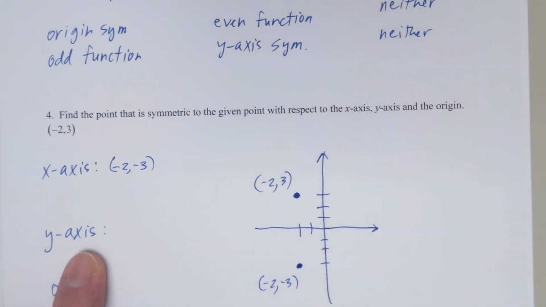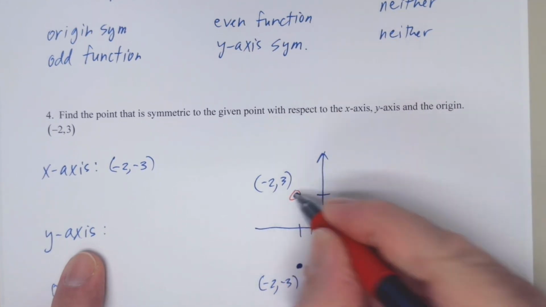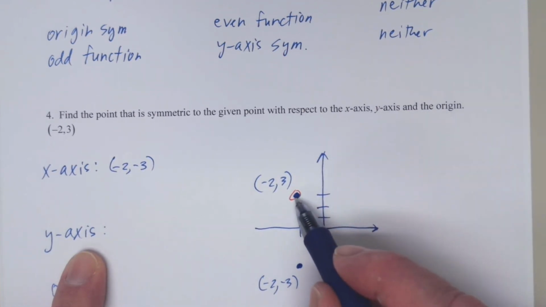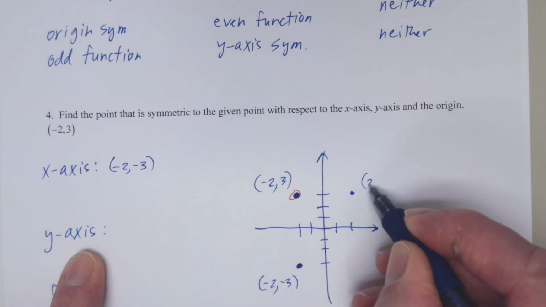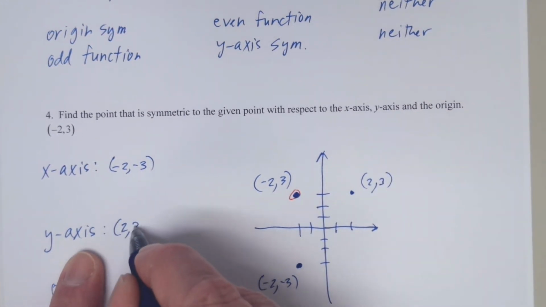So again, our focus is on this point here. This is the one we started with. I want to find the point that's symmetric to this point with respect to the y-axis. Well, if you look at the mirror image through the y-axis, that's going to put you over here at this point, 2, 3. And so that would be the point that goes here.